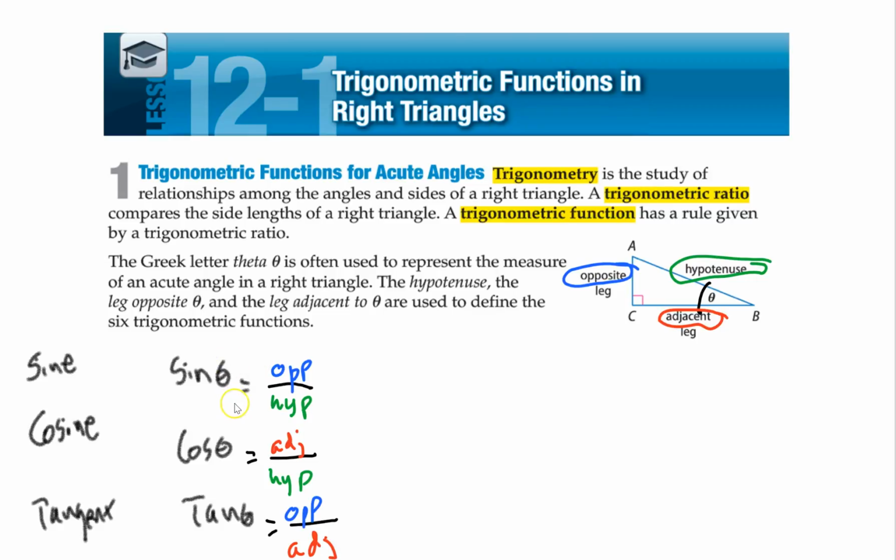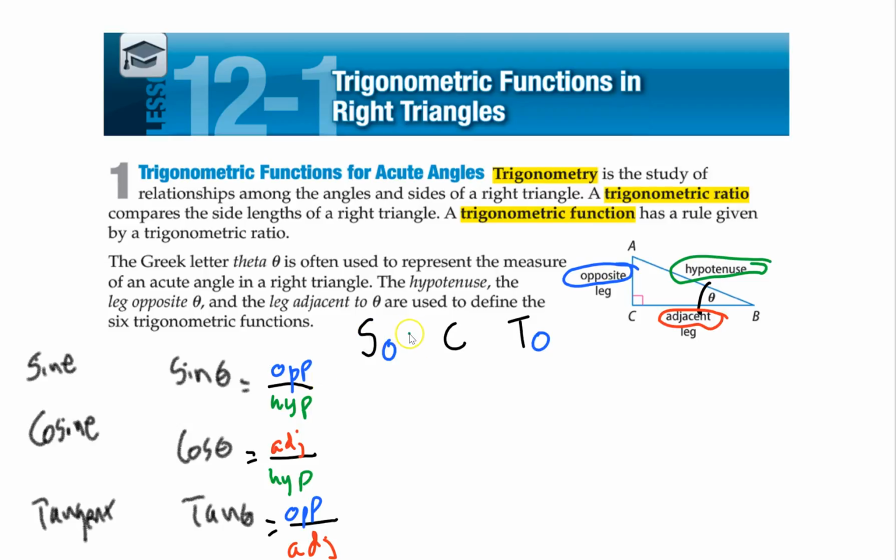Sine is opposite over hypotenuse, cosine is adjacent over hypotenuse, and tan is opposite over adjacent. You have to memorize these. We use them all the time for the rest of your math career, so you have to know them. Luckily, there's an easy mnemonic that I love and use all the time to remember this. I'm sure you've heard it before. It's called SOHCAHTOA, where we have sine, which is opposite over hypotenuse.